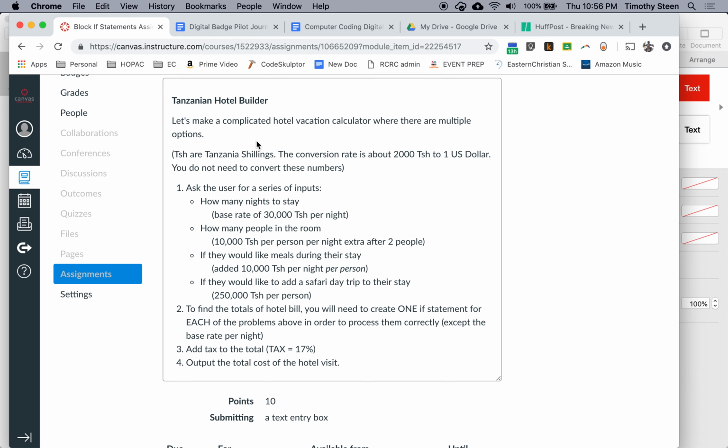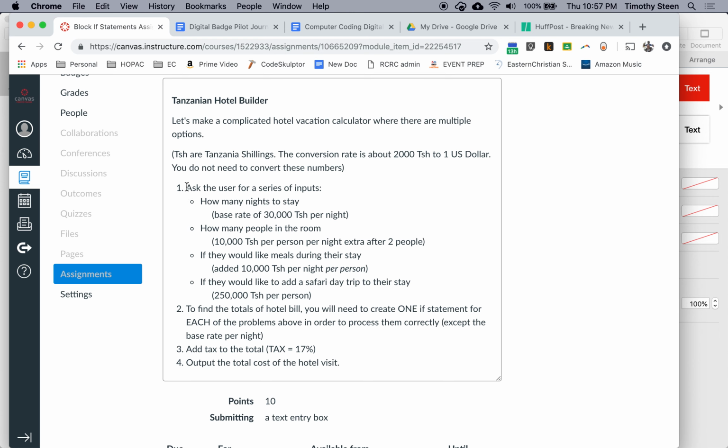Basically, I decided to make a hotel builder, but I wanted to make it a little bit more confusing, so I added Tanzania to the mix. Now, these numbers down here are pretty crazy, but in Tanzania, it takes about 2,000 Tanzania shillings to get 1 US dollar. So when you see something cost 30,000 a night, don't worry about that.